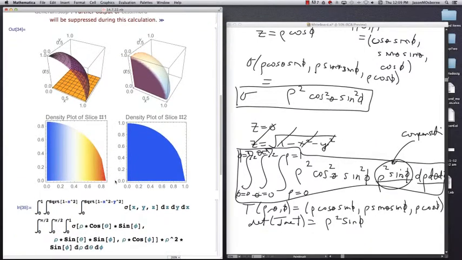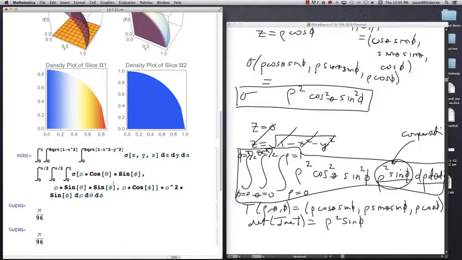And then if you try to find the mass of that region, same region, the only thing that changed was the density function, you still in both cases get the same integral, pi over 96. I'm not saying these integrals are easy to compute in spherical, but they are more straightforward than the ones in Cartesian coordinates.